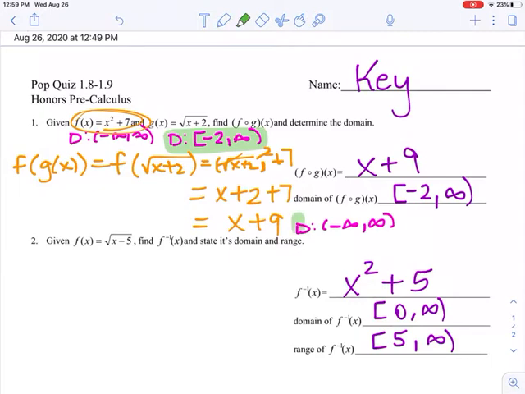Now, x plus 9 would have a domain of all real numbers, but since we have g as our inside function, we have to look at that domain and compare it to our outside function's domain. And since their overlap is only -2 to infinity, that is why the domain for the composite is -2 to infinity.